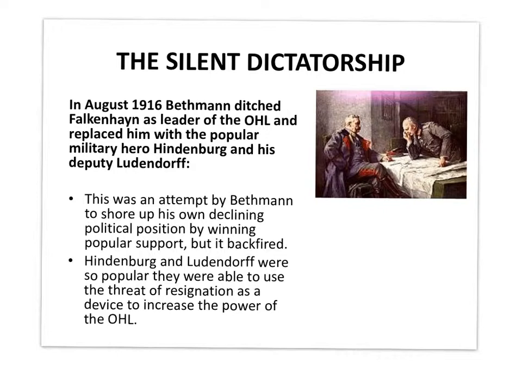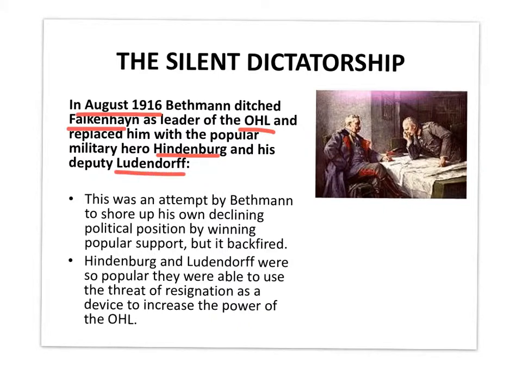Now, what happened here in August 1916, the 29th of August, Bethmann made a tactical blunder, a huge political blunder. He sacked Falkenhayn. Now, Falkenhayn was the leader of the military high command. Falkenhayn was the guy who basically was behind Verdun, which we've already said was a horribly unpopular military offensive. And so what Bethmann did is he sacked Falkenhayn and replaced him with Hindenburg and Ludendorff.